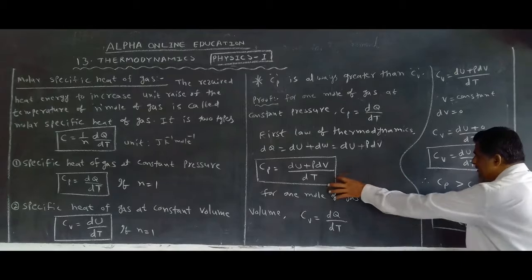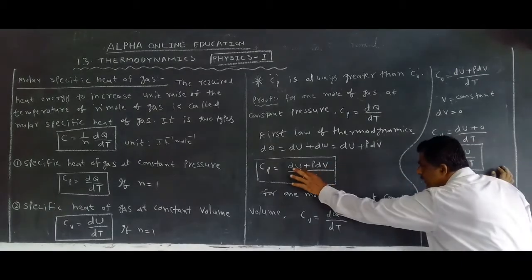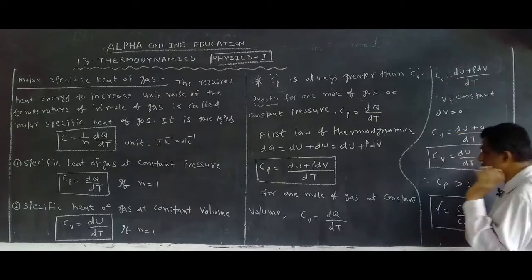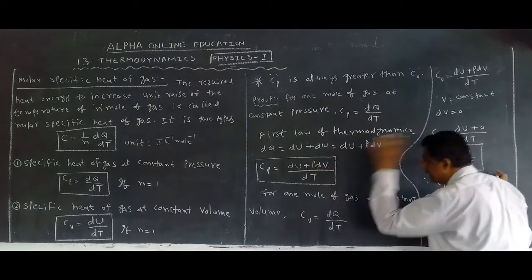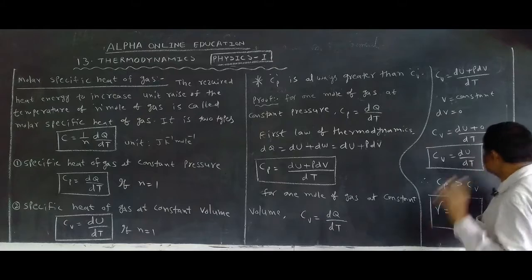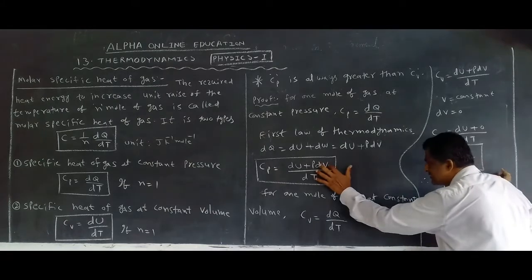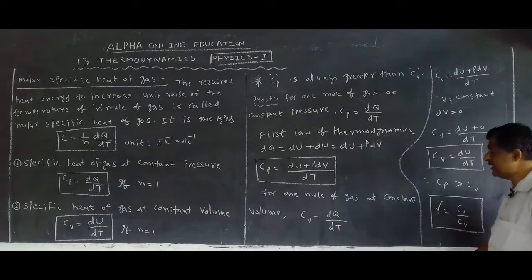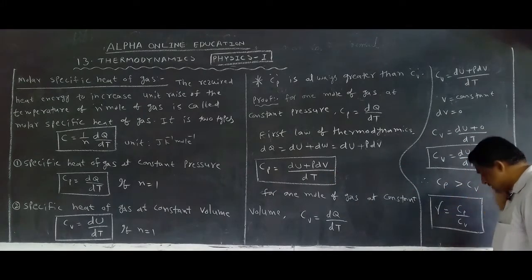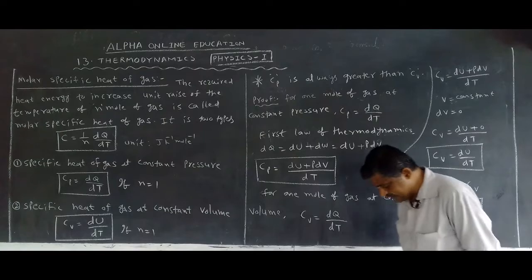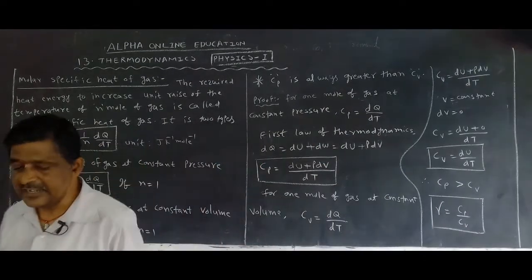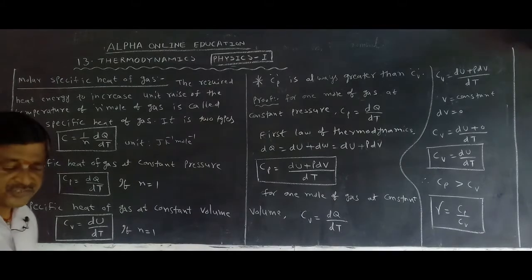But compare these two equations. Here du plus pdv is there; here only du. This numerator is greater compared to that numerator. That's why, which is greater finally? Cp is greater than Cv. Means specific heat at constant pressure is always greater than specific heat at constant volume.